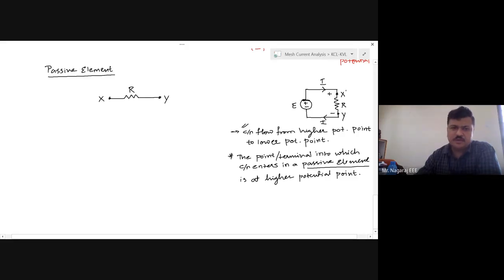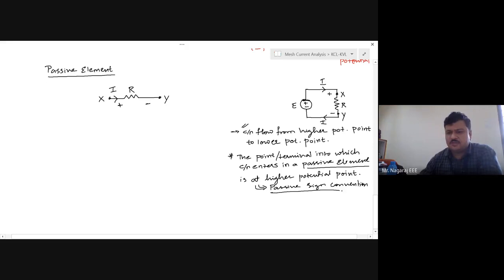Okay, now if I consider current I to be flowing from X to Y, then X is at higher potential point, Y is at lower potential point. Okay, and this is known as passive sign convention.